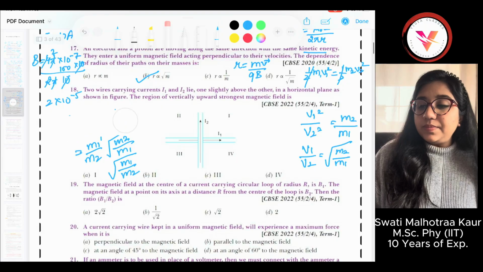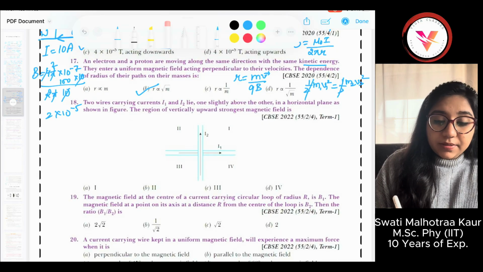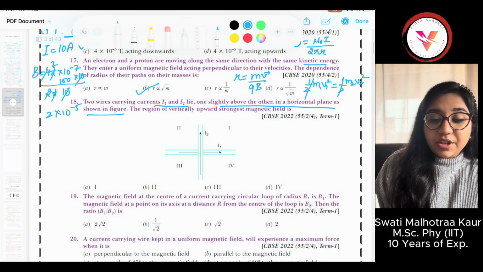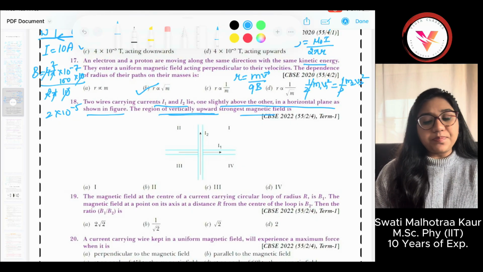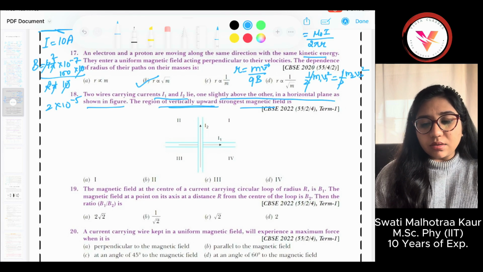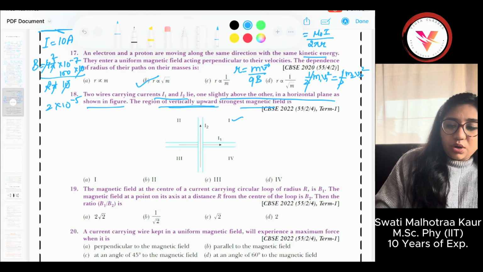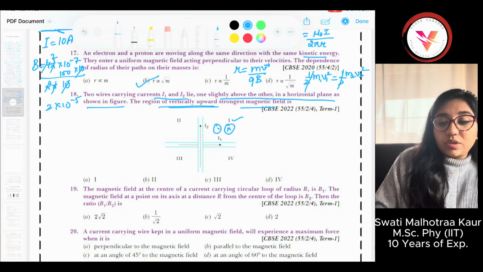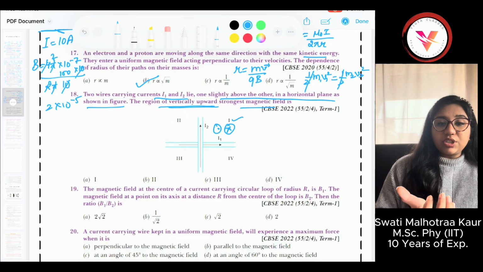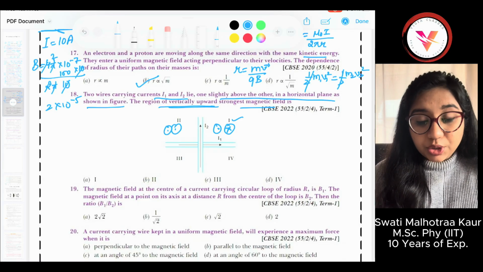Okay, the next is, so the next question says two wires carrying current I1, I2 lie one slightly above the other in a horizontal plane as shown in figure. The region of vertically upward strongest magnetic field is. You can simply find the direction, and with that direction you will get the vertically upward field. So in the region 1, because of I1, the magnetic field is upward, and for I2, it's downward. So if both the currents give the same magnetic field, there will be no magnetic field in region 1. For the second, the first wire gives upward, the second also gives upward, so there will be net upward field. So it could be region 2.